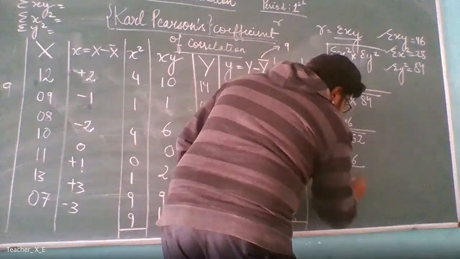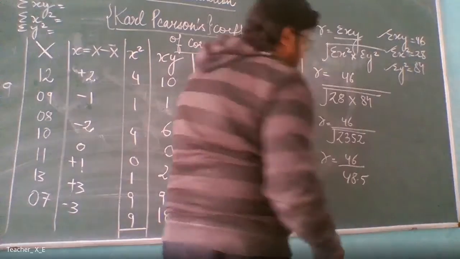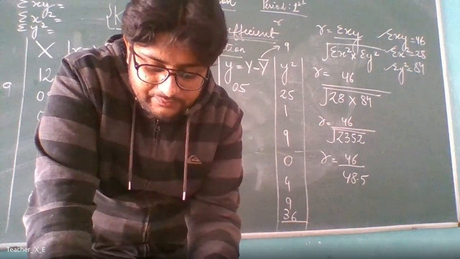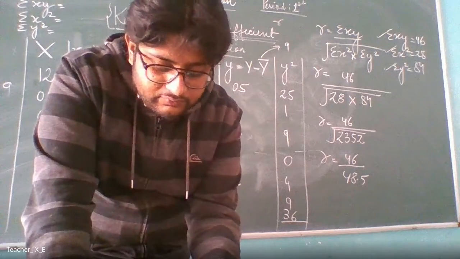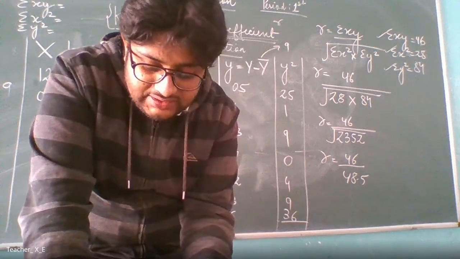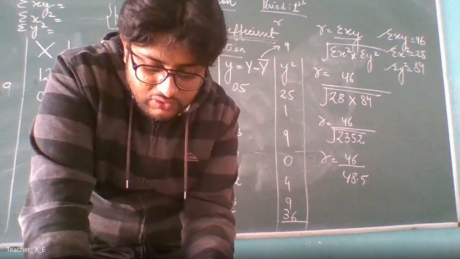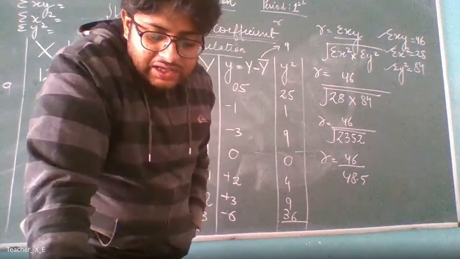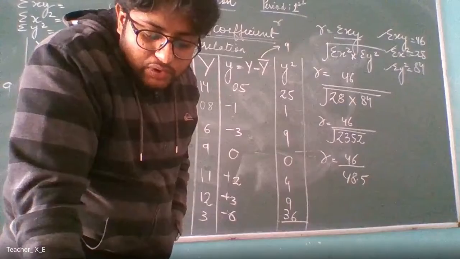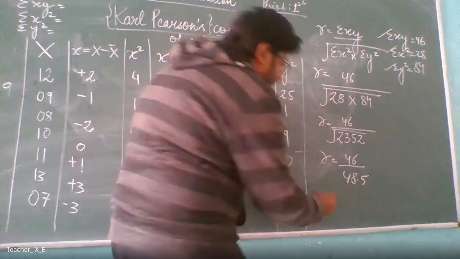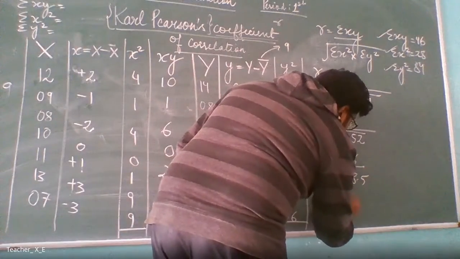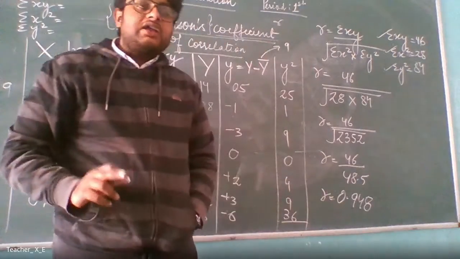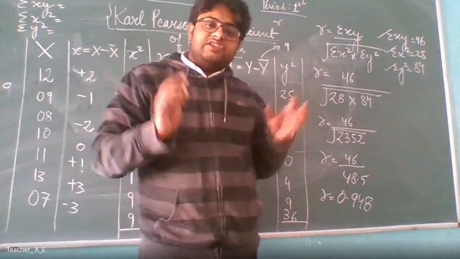So it will be 46 upon जब हम 2352 का root लेंगे, so we will get 48.5. Now you divide 46 divided by 48.5. Your answer will be positive 0.948. So it is a positive number. So we can conclude that it is positive correlation.